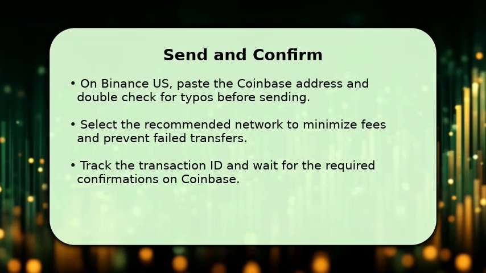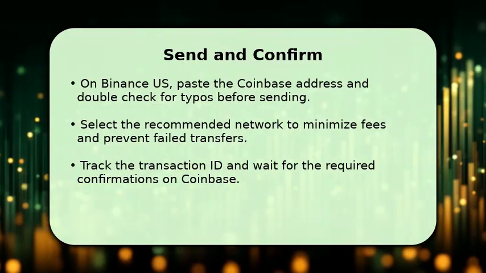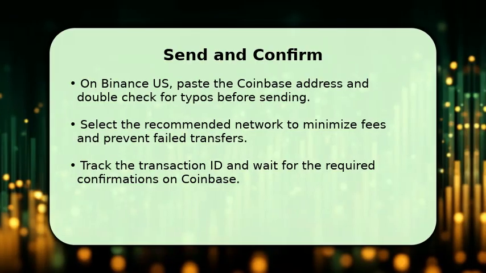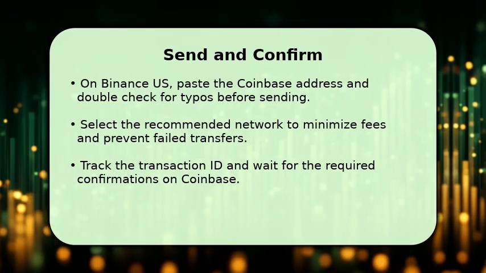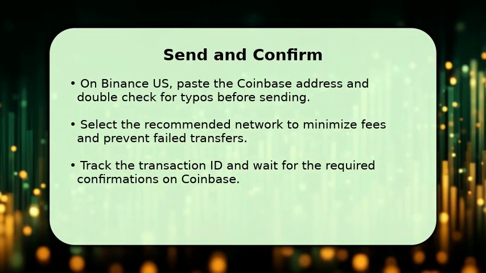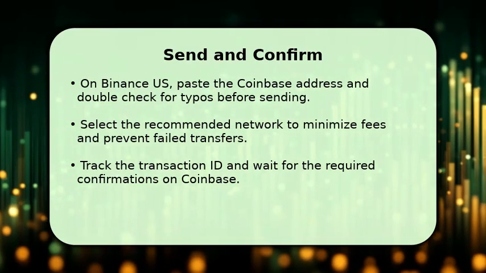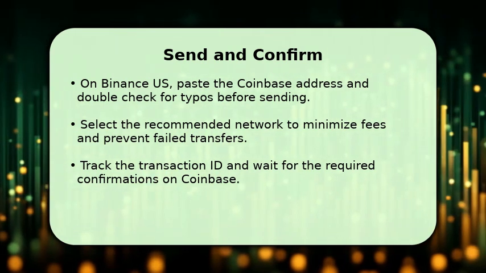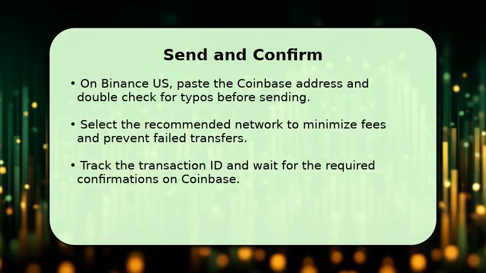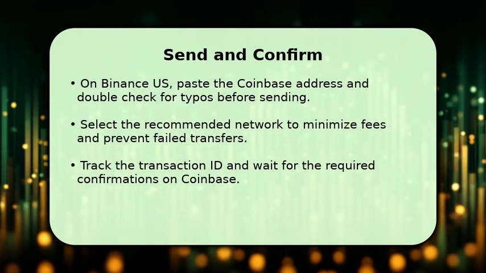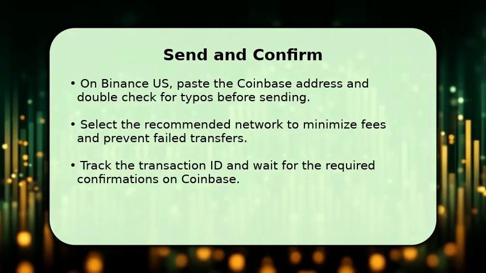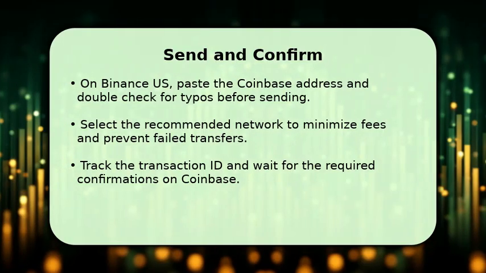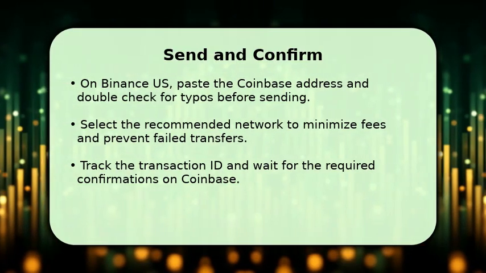From Binance US, paste the Coinbase deposit address into the withdraw form, confirm the correct network, and enter your amount. Complete any security prompts like 2FA and email authorization to submit the withdrawal. Save the transaction ID and use it to track progress on a block explorer if needed. Once the required confirmations complete, Coinbase will credit your account, and you can reconcile balances and records for taxes or portfolio management.